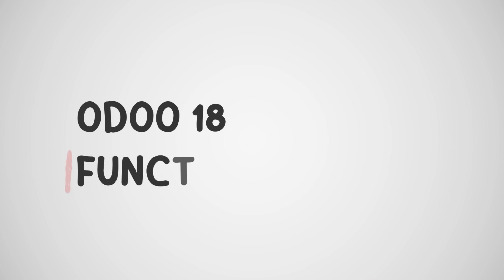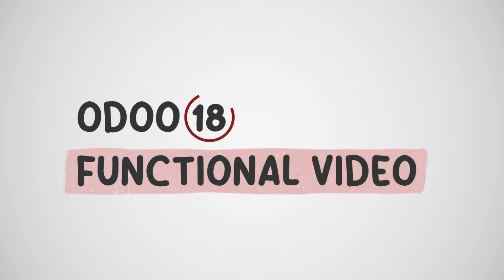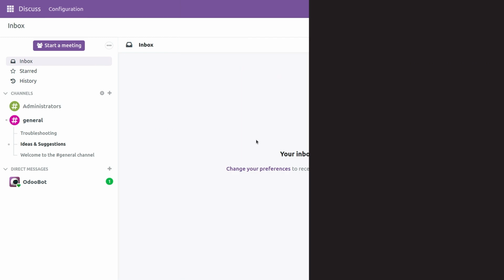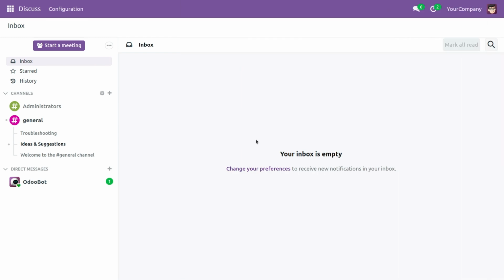Hello, in this video we will go through the key features, functionalities and benefits of Odoo 18 Dynamic Accounting Reports module. This module introduces a suite of advanced reports including general ledger, trial balance, balance sheet, profit and loss, cash book, bank book, partner ledger, aged payable, aged receivable and tax reports, all tailored to provide detailed and interactive financial analysis. Now let's look at the features of these reports one by one.